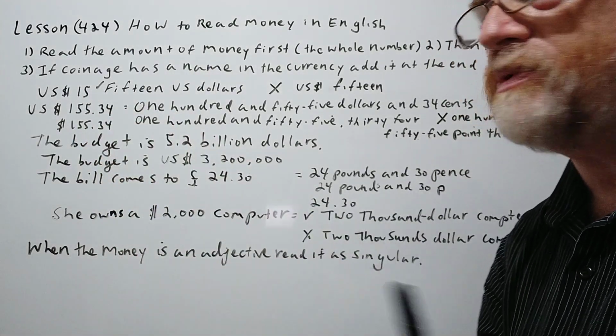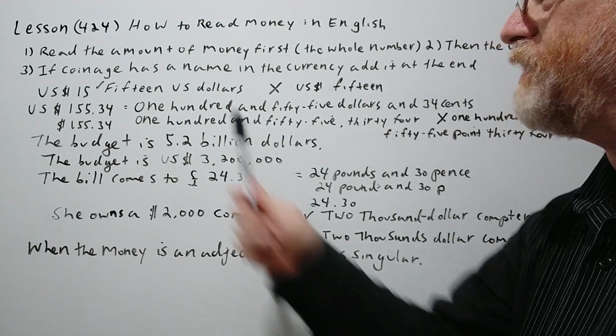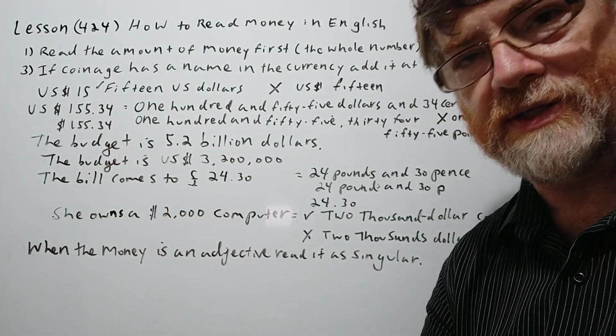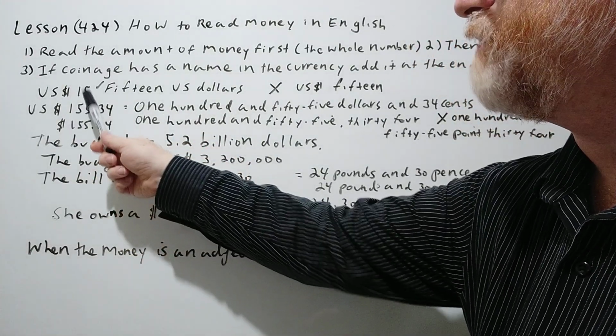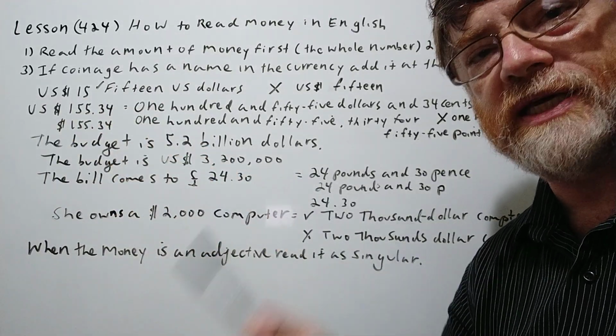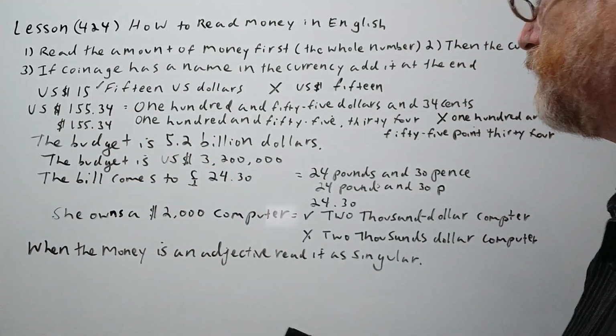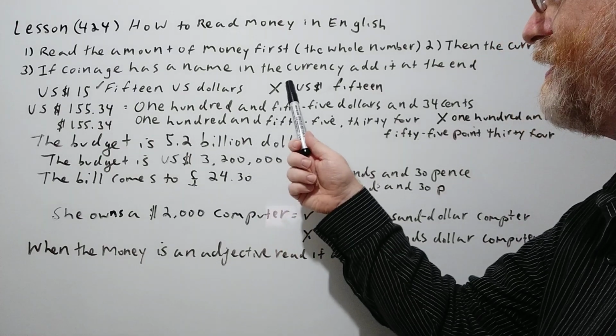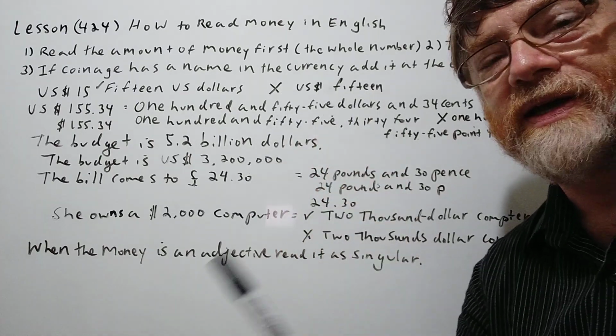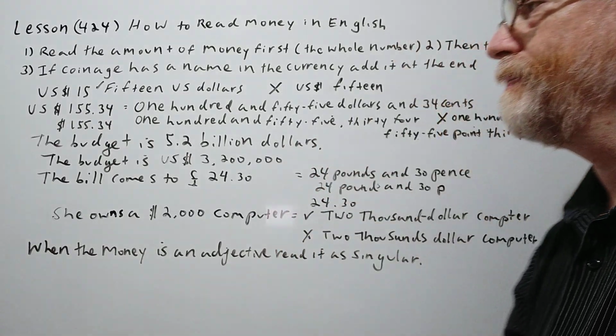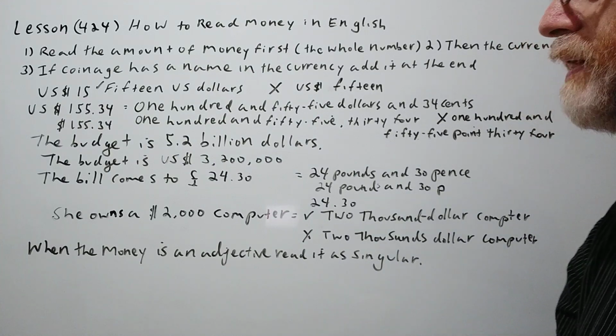Obviously this over here, we should read this as 15 US dollars. So you're reading the 15 first, and then you're reading the currency, US dollars. Okay, good. What you don't do is read it as US dollars 15. That, of course, would be wrong. All right, now let's look at the next one.